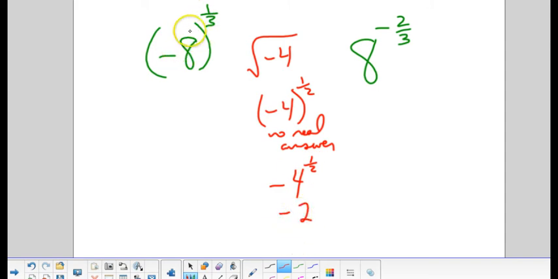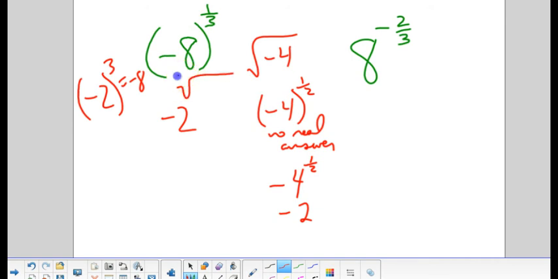Going up here, the cube root, you can do the cube root of a negative, because this is going to end up being -2. -2 times -2 times -2 would be -8. So -2 to the 3rd power is -8. That means the cube root of -8 is -2. So that one's okay.